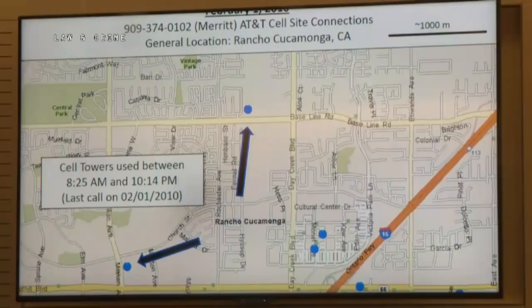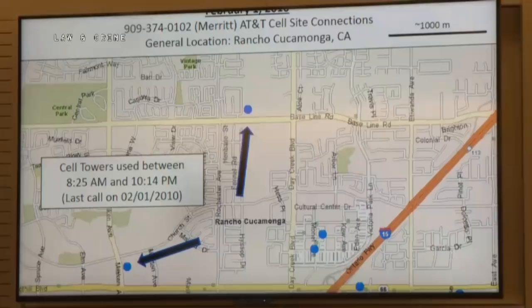And then 444, oh, I'm sorry, stop here for a minute, 443. This indicates from 8:25 to 10:14. Do you recall if there was multiple activities registered on the phone records during that time? Because they hit basically the same towers, you didn't plot them all out individually? That's correct. I do have the phone records if you want. I can look at them.